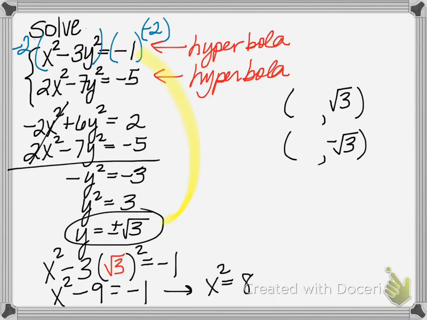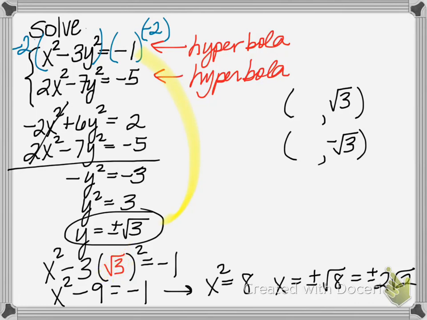8. Therefore, x is equal to plus or minus the square root of 8, which would simplify to 2 times the square root of 2, both the positive and the negative. So notice again, this was when I inputted right here, I was inputting the square root of 3.